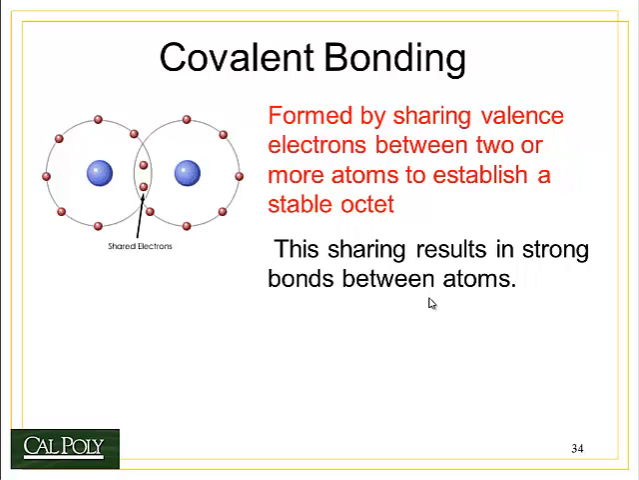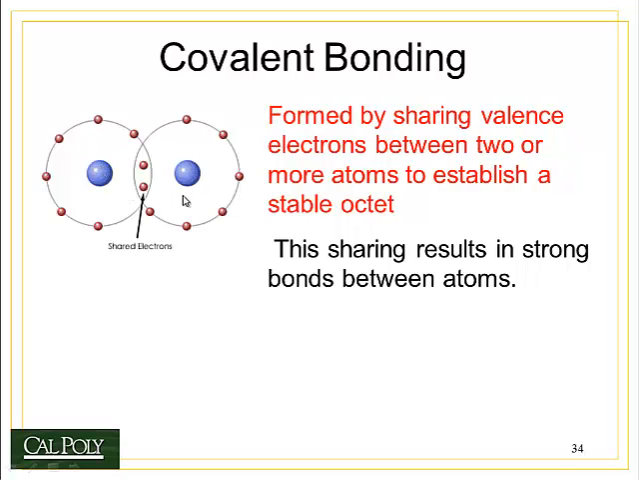Now let's look at covalent bonding. And covalent bonding is kind of like socialism, where two atoms share electrons. It's formed by the sharing of two electrons between two or more atoms to establish stable octets in the valence shell of each atom. So for example, here we have two chlorine atoms. Each chlorine atom has 7 electrons in its outermost shell. That's why chlorine is in the 7th column of the periodic table.